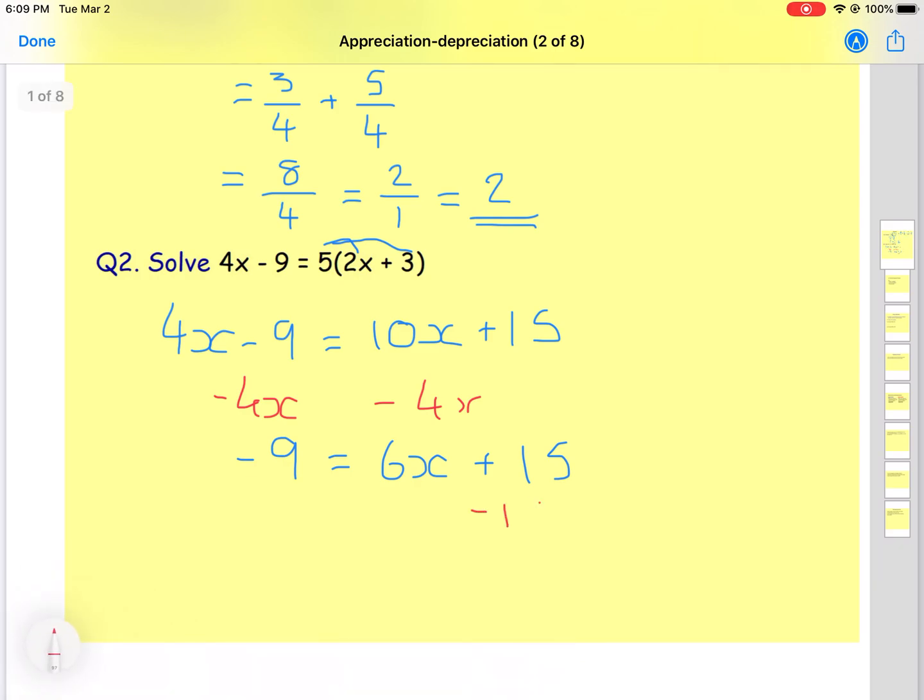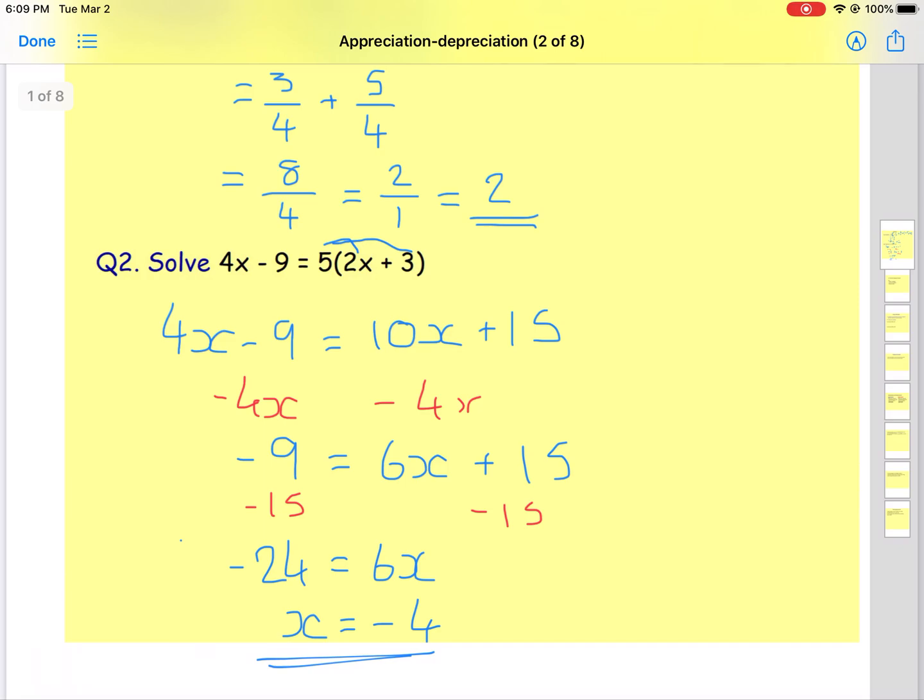Then subtract the 15 from both sides. So negative 9 take away another 15 is negative 24 is equal to 6x. Divide both sides by 6 and we get x equals negative 4. Okay, I've flipped the two terms round there across the equal sign as well for that last step.